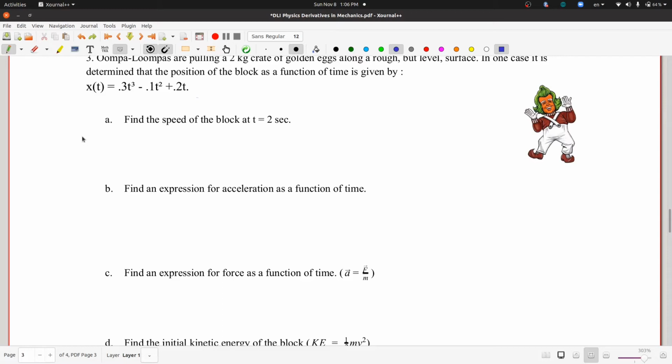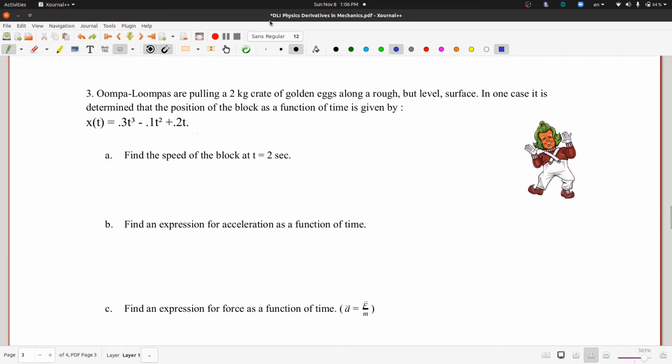In this video, we're looking at question 3 in the problem set DLI Physics Derivatives in Mechanics. We're told Oompa Loompas are pulling a 2 kilogram crate of golden eggs along a rough but level surface, so the mass is 2 kilograms. And it's determined the position of the block as a function of time is given by this expression here. We're asked A, find the speed of the block at t equals 2 seconds.